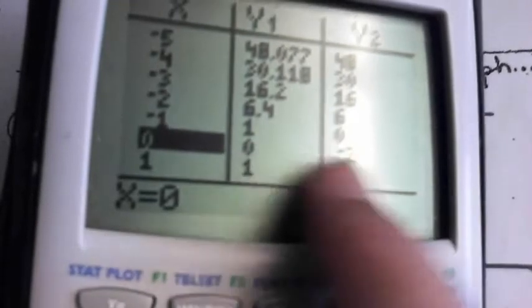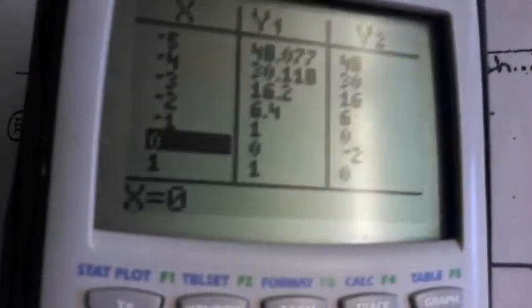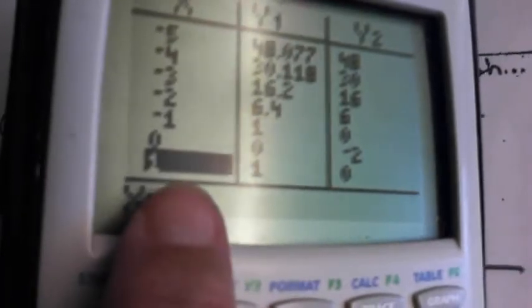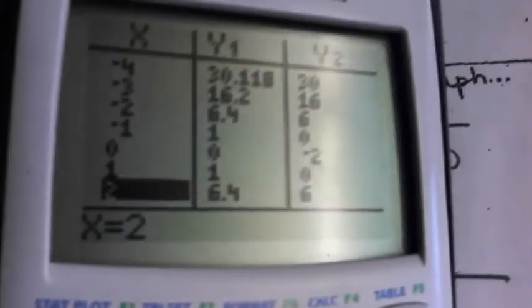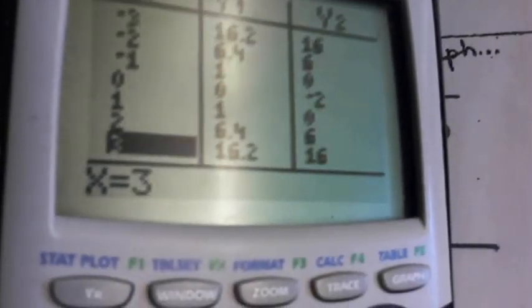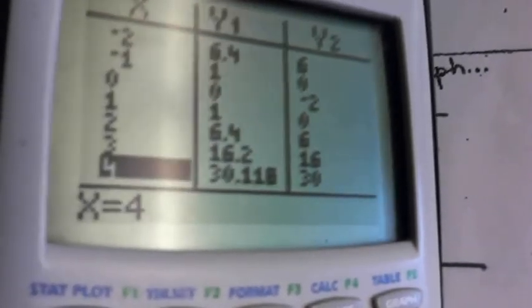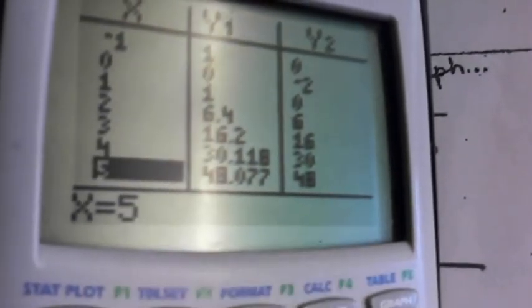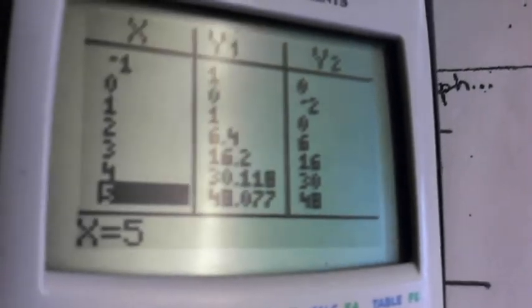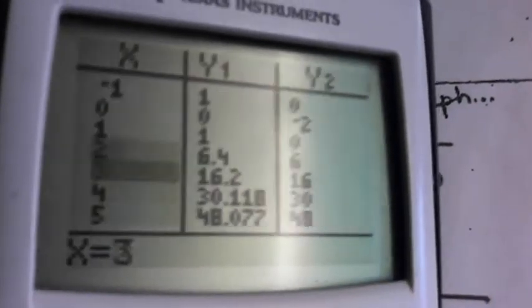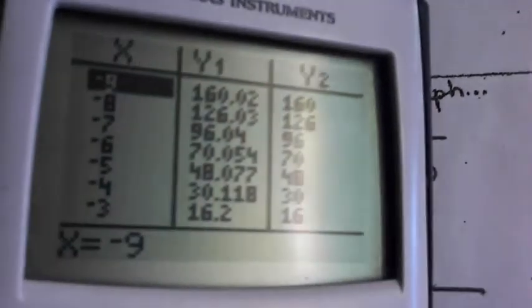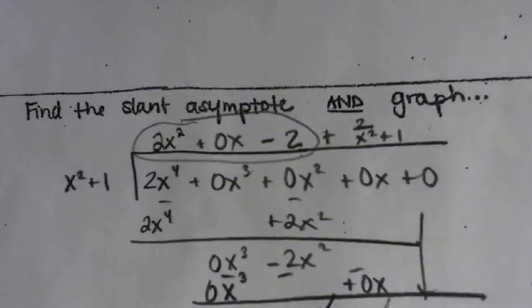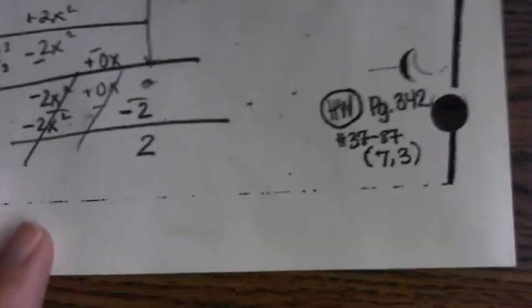So they're off as we start. But as we increase our x coordinate to 1, they're a little bit closer, right? They're only 1 off. Then they're only 0.4 off from each other. Then they're only 0.2 off. Then they're only 0.118 off. Then they're only 0.07. You get the point, right? So as we move towards infinity, they converge. And as we move towards negative infinity, they converge. And that's what an asymptote does. Guides end behavior. Follow? This is all good stuff, you guys.